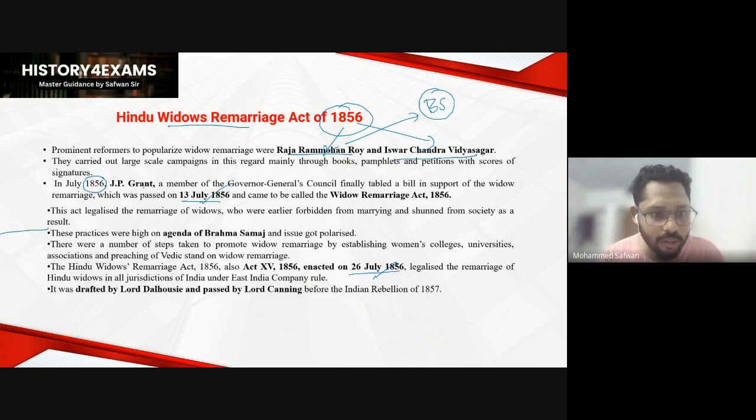We have one person called J.P. Grant. You have to note this name. J.P. Grant. Note his name. He was a member of the Governor General's Council. Finally, he introduced the bill and it was passed on 13th July, and it came into enactment on 26th July 1856. Thus, it is called the Widow Remarriage Act of 1856, otherwise called Act 15 of 1856.